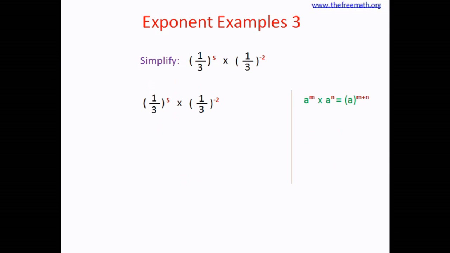So let's add 5 and negative 2. That means you get 5 minus 2. 5 minus 2 equals 3. So the answer is 1 over 3 to the power of 3. You can easily calculate the cube of 1 over 3, but they haven't asked us to calculate the value. All we have to do is simplify. So this is the simplified version. The simplified version is 1 over 3 to the power of 3.